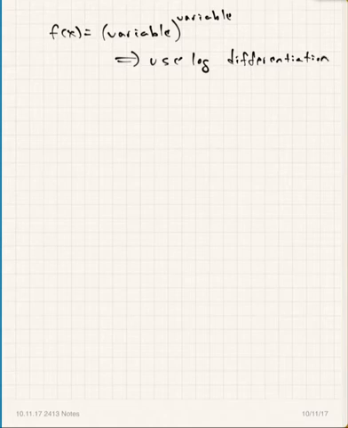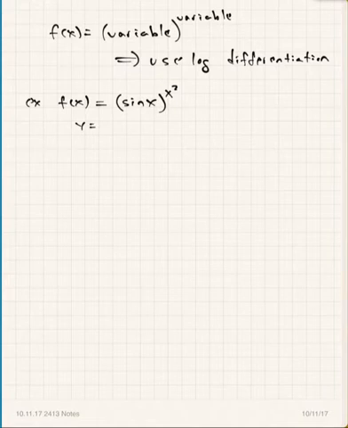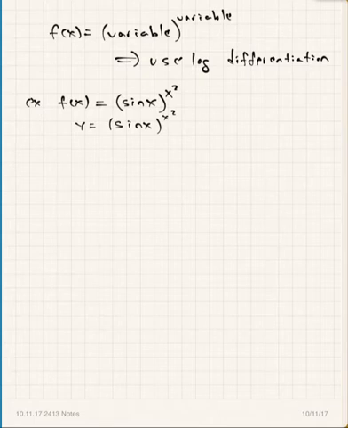Right? Use logarithmic differentiation. All right, so if you have f of x is sine x raised to the x squared power. Notice that that's an example of a variable raised to a variable power. And so this is a classic example of using logarithmic differentiation to evaluate a derivative of a function that's in this form. So you take the log of both sides of the equation.